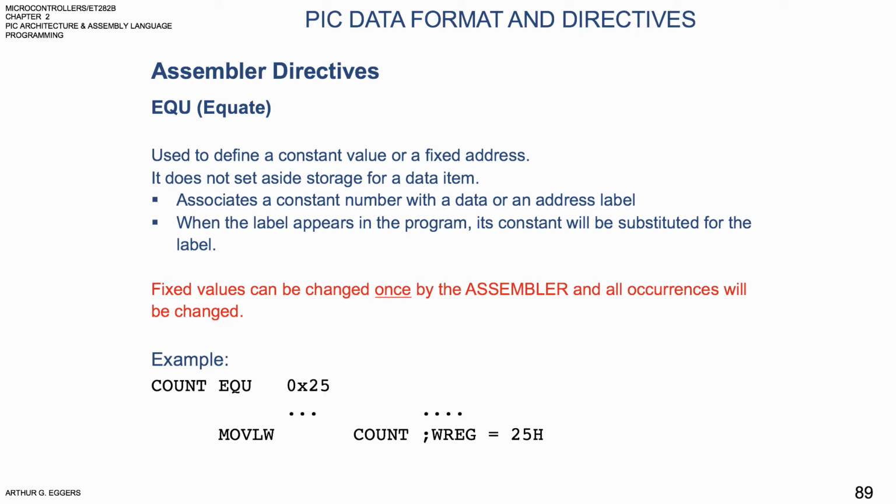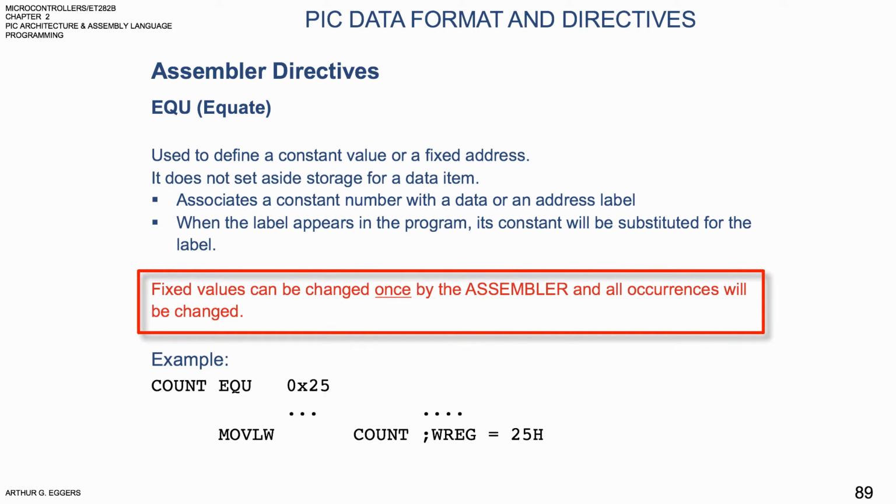What's the advantage to using the EQU? Assume that a constant, a fixed value, is used throughout the program, and the programmer wants to change its value everywhere. By the use of EQU, the programmer can change it once, and the assembler will change all of its occurrences throughout the program, rather than have to search the entire program trying to find every occurrence.